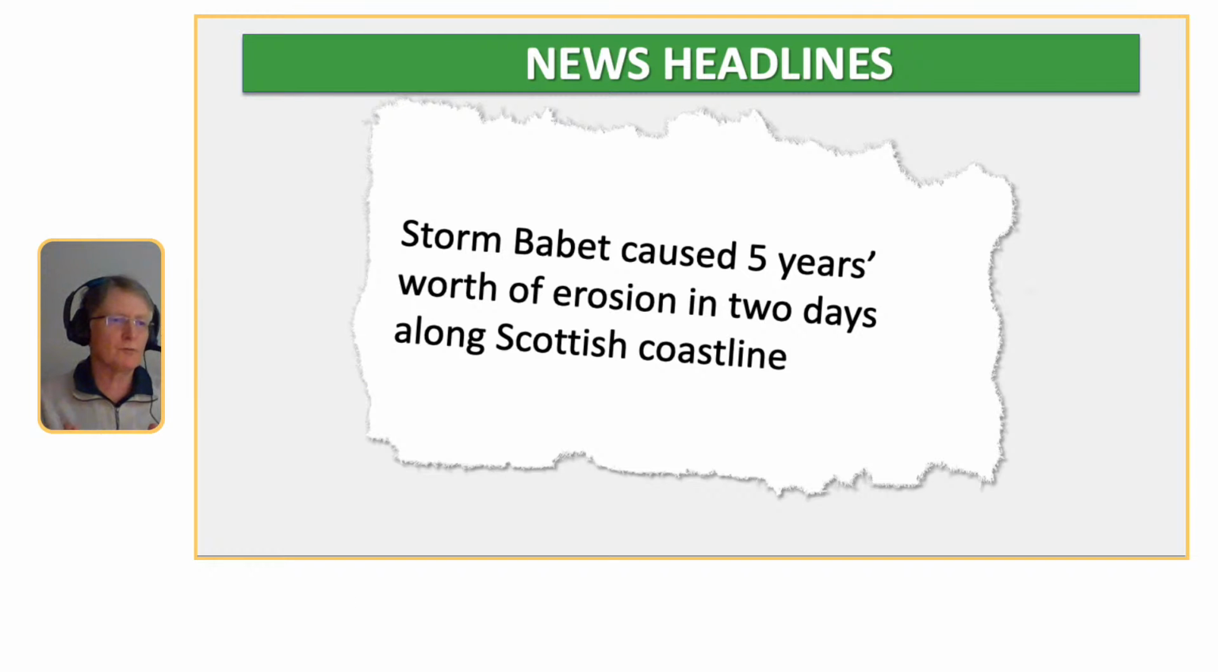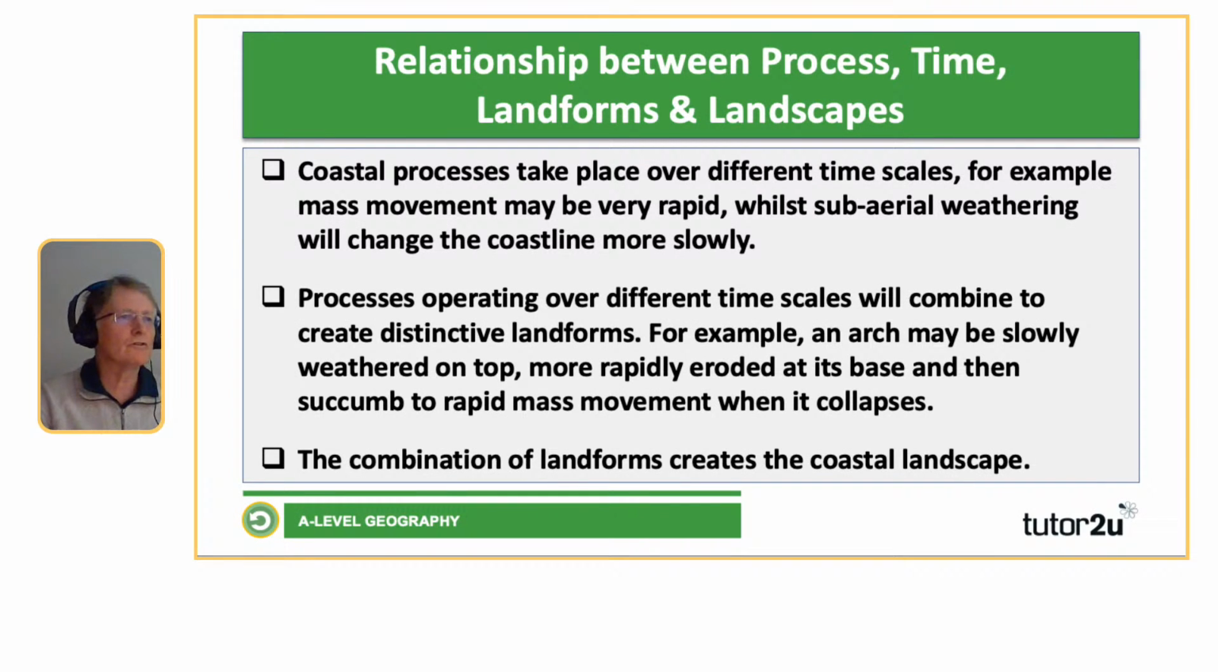But of course, the coast being the coast, sometimes that material will be replaced, but not always, because it's a dynamic coastline. Now, if we just look at this in another sense, we've got the relationship between process, time, landforms, and places. So coastal processes occur over different timescales. Mass movement can be very rapid. Subaerial weathering will change the coastline more slowly.